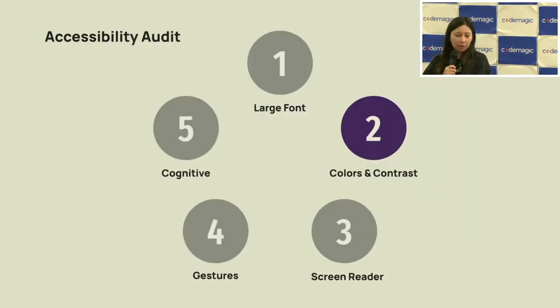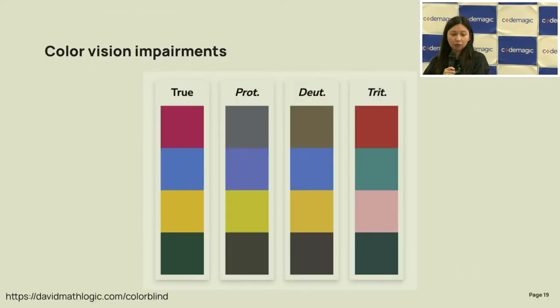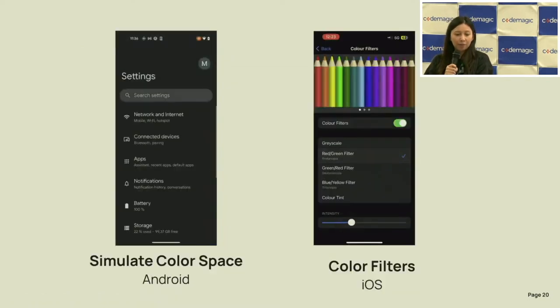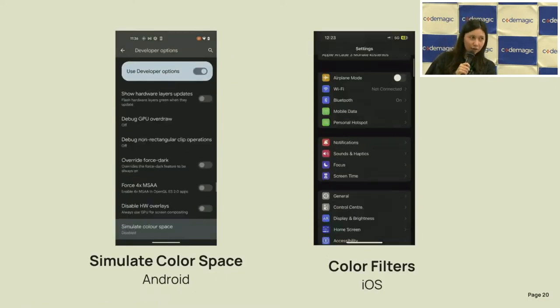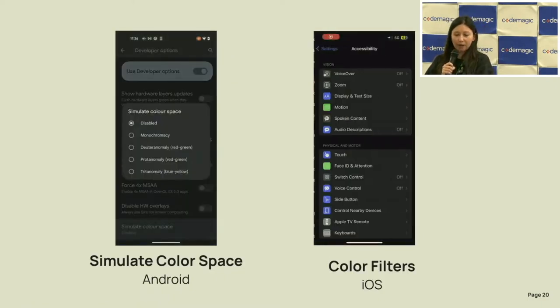Now we can talk about colors and contrast. So there's something called color vision impairment, and people see colors sometimes very, very differently. So you see true colors here and then different ways how people see colors. So it's important to never show important information only with color, but also with text or something. You can simulate that with Android and iOS just to check out how people will see your app that have this color vision impairment.